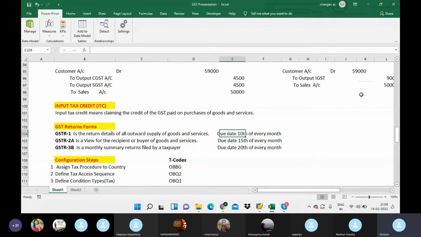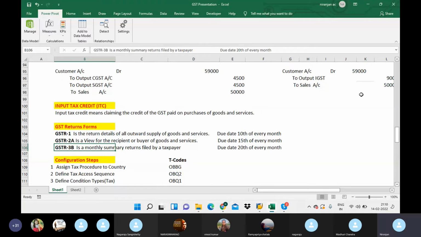On GSTR2A, we can see the recipient's details, whether the vendor has filed GST or not. We can see goods and services, and before the 15th we can intimate them about whether the purchase of goods and services is filed or not. We definitely need to inform the vendors so they can file; otherwise we cannot get input ITC. That's the reason for reconciliation: on the vendor side they need to upload their sales transactions for our purchase transactions, so we can cross-check our purchase transactions with their sales transactions.